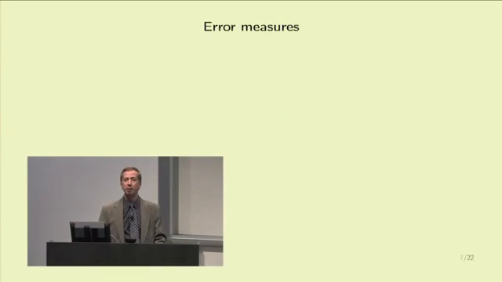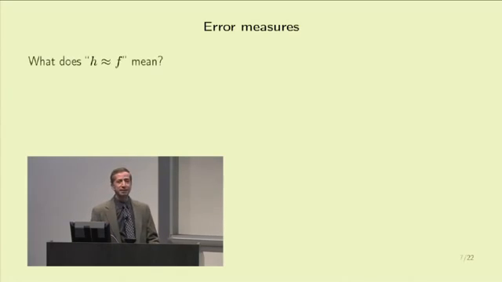So let's talk about error measures, the first notion. So error measures try to answer the following question. What does it mean for h to approximate f? Okay, you have two functions, and you say this is a good approximation, this is a bad approximation.